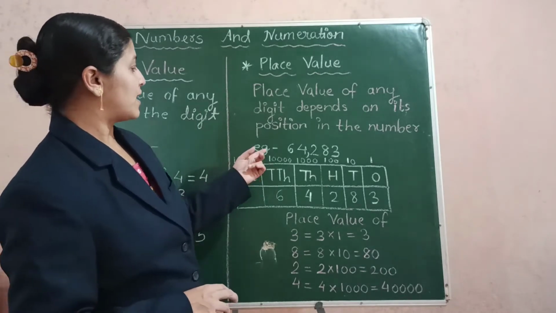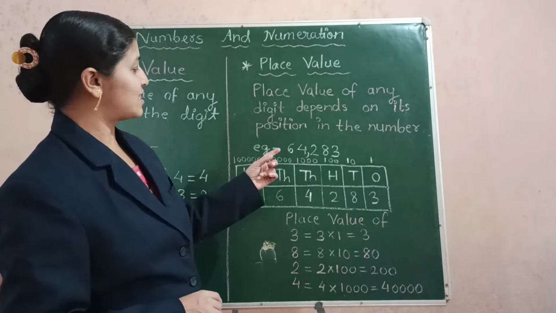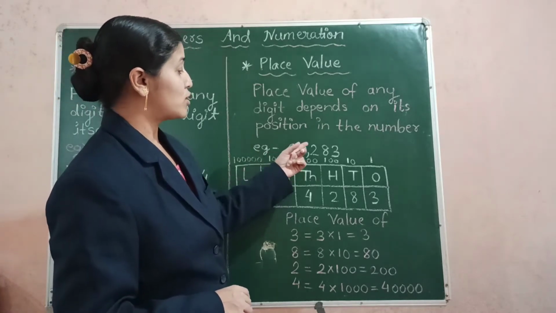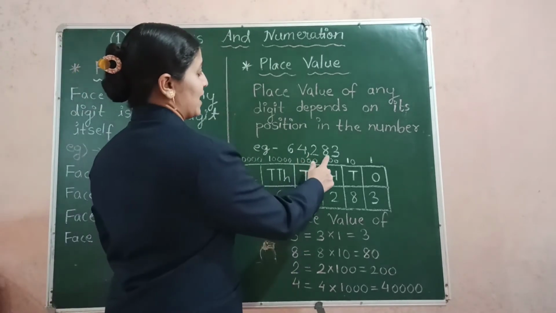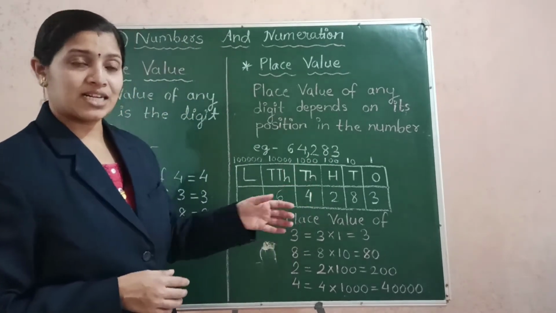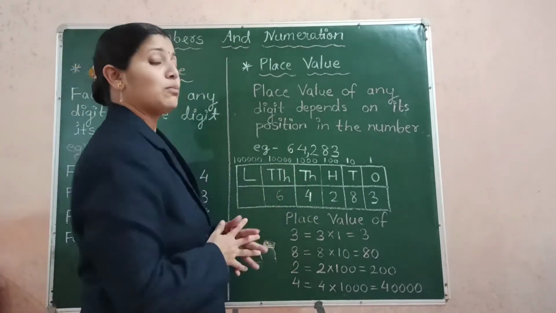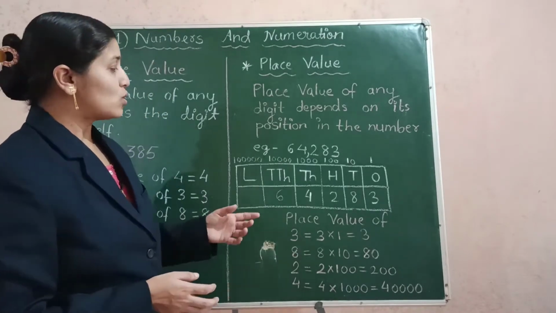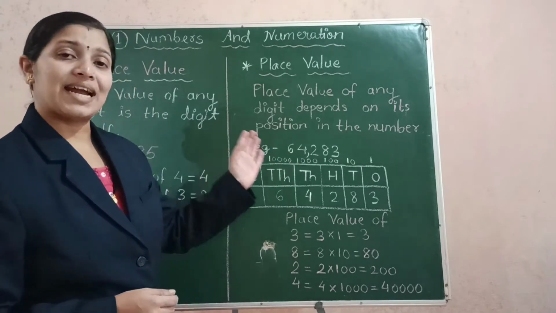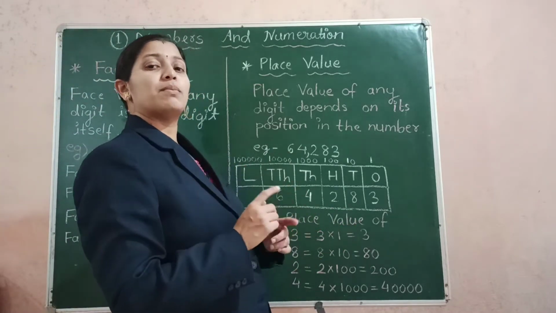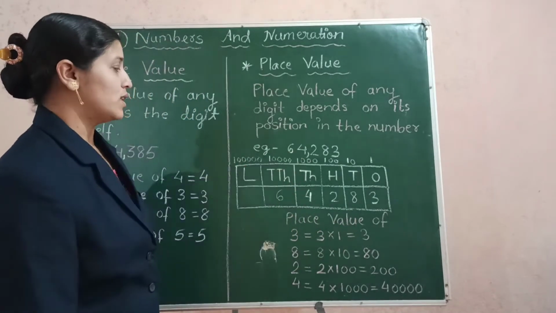Suppose we take an example, it is written 64,283. You can see here 283 belongs to the ones period, and 6 and 4 belong to the thousands period. So they are separated by using a comma. The thousands period and the ones period are separated by using a comma over here.